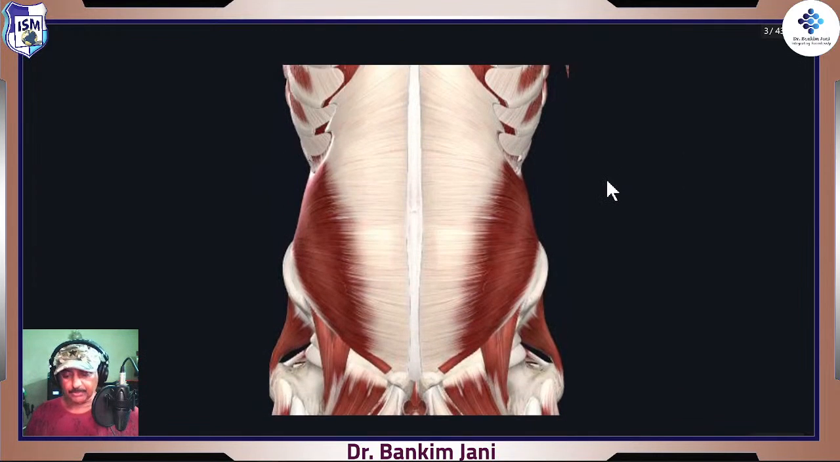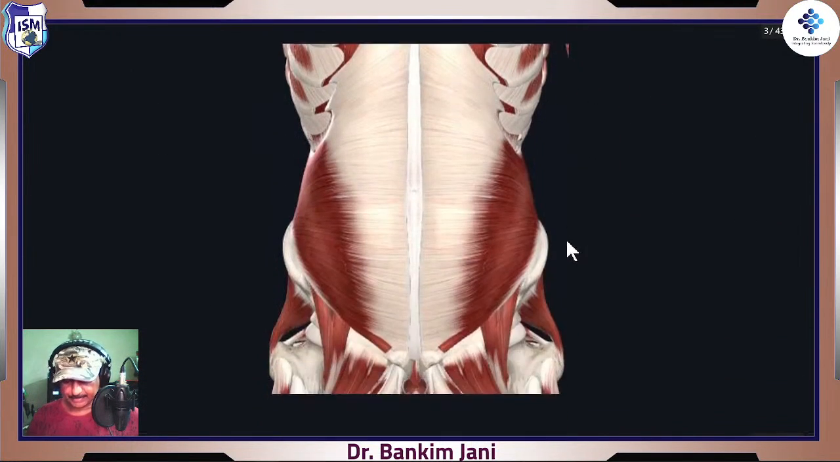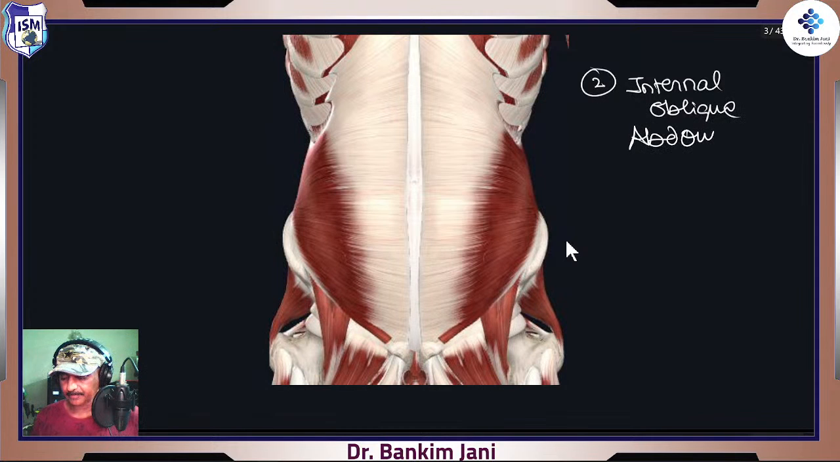Excellent. So this was the first muscle, external oblique abdominis. Moving on to the second muscle: when we remove this first muscle, we come across the second muscle, and this one is internal oblique abdominis, right? So easy. The first was external, this is internal. And that's how the fibers are, and there is formation of this aponeurosis in the center.